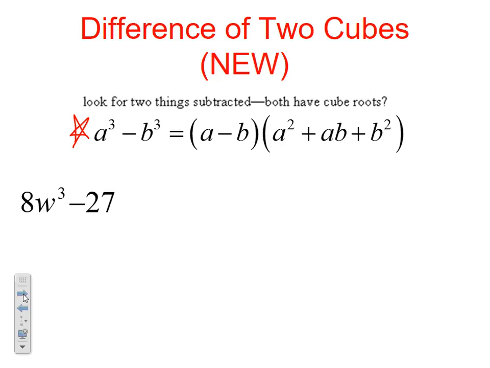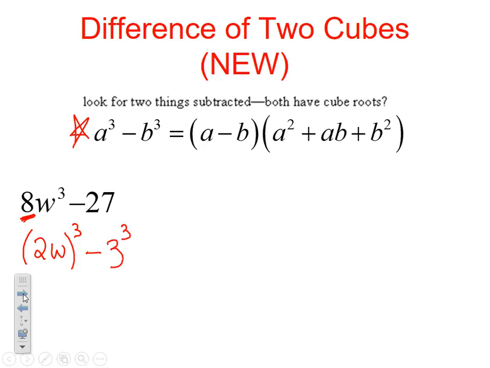If we look at this one, I have an 8 out in front. That has to be written as a cube. So I'm rewriting this. I'm going to put it in parentheses because it's all to the cube. Now, if I looked at my list, 8 can be written as 2 cubed. So I'm going to have 2w. Both the 2 and w are being cubed. Minus 27 has to be written as a cube, so that's going to be written as 3 cubed.